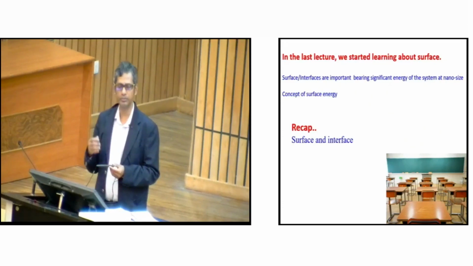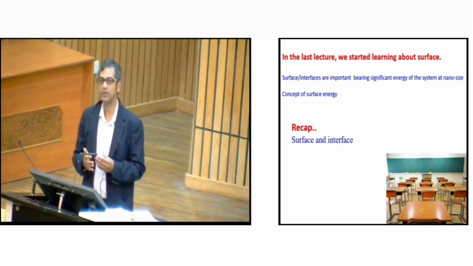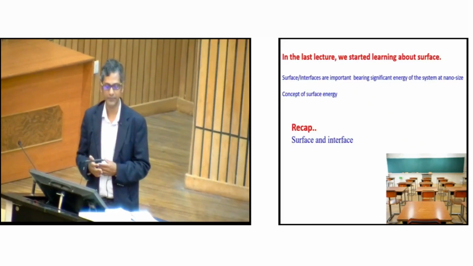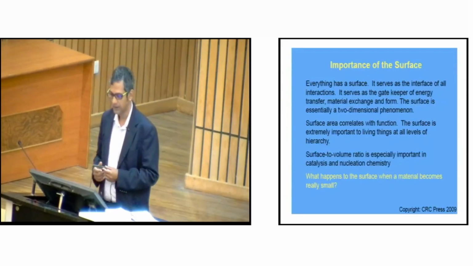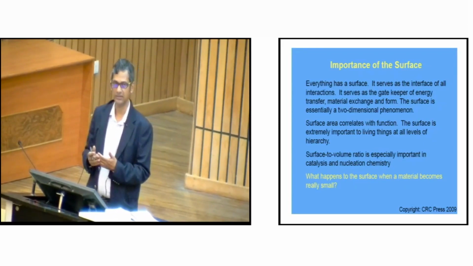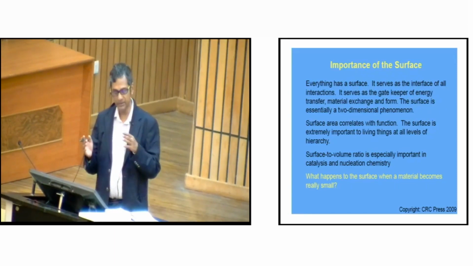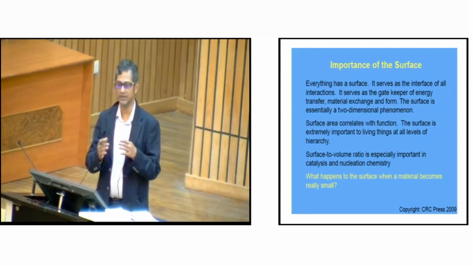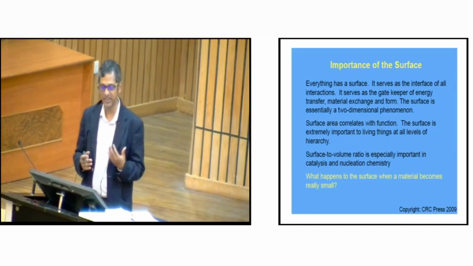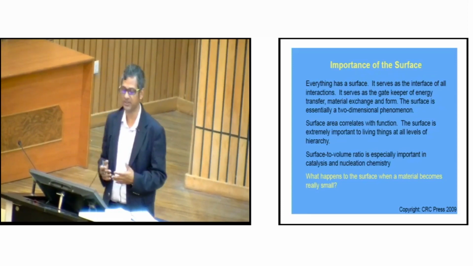So, now I am going to make some recap of that. Surfaces, interfaces, how do they play a role, how to characterize them, how to make an understanding of the whole thing. As you know, everything has a surface. Your body has a surface, like a skin. It serves as the interface of all kinds of interactions, because it is through the surface only that everything happens. It serves as a gatekeeper of energy transfer, material exchange, and even change of forms or shapes. Surface is essentially a two-dimensional phenomenon.